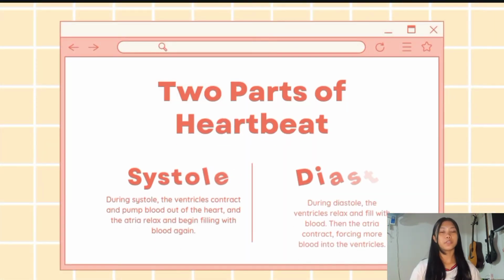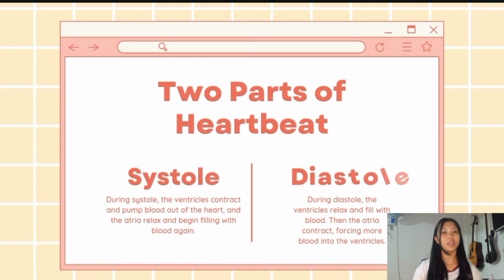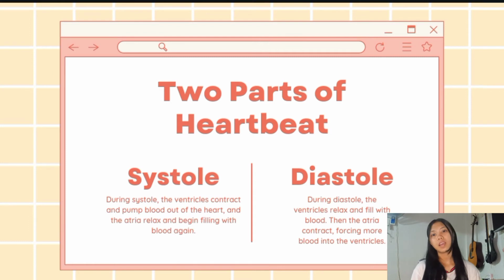There are two parts of the heartbeat, systole and diastole. During systole, the ventricles contract and pump blood out of the heart, and the atria relax and begin filling with blood again. During diastole, the ventricles relax and fill with blood, then the atria contract, forcing more blood into the ventricles.